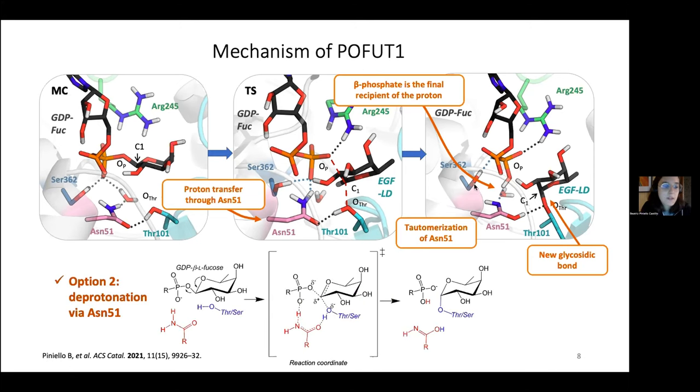If you remember, back in the introduction, I talked about two possibilities for this mechanism. And what we obtained in this simulation is option two, the deprotonation via this asparagine.